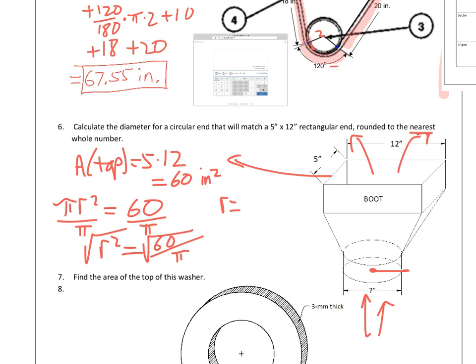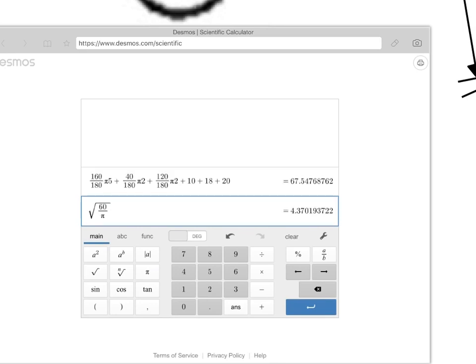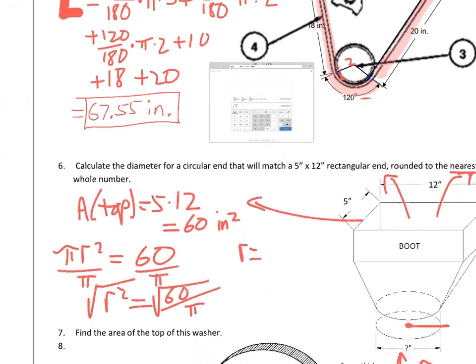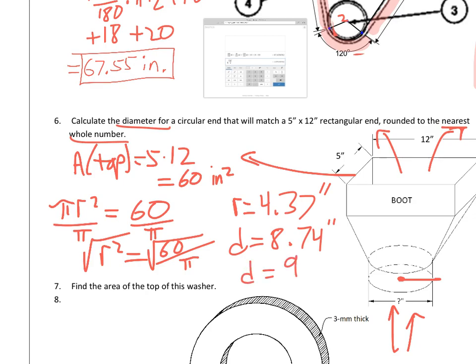Now we can go to our calculator and we can check that out. Square root of 60 divided by pi. And it looks like we got 4.37. So the radius is 4.37. And the question here now is the diameter. So the diameter, we want to double that. That'll be 8.74 inches. And it says round to the nearest whole number. So round at the end. If we round at the end, we want 9 inches.